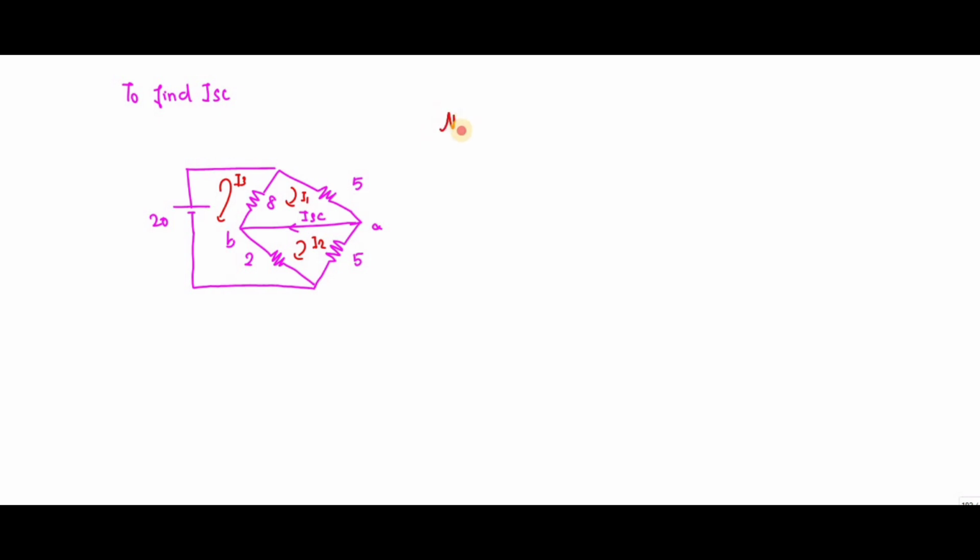So first, mesh 3. I can write 20 is equal to total resistance. Total resistance is 10 I3, the current flowing through the 10 is I3, minus 8, which is between I3 and I1, so minus 8 I1, minus 2 I2, because 2 is between I3 and I2, and both currents are in opposite direction. So I can rearrange the equation by I1, I2 and I3.